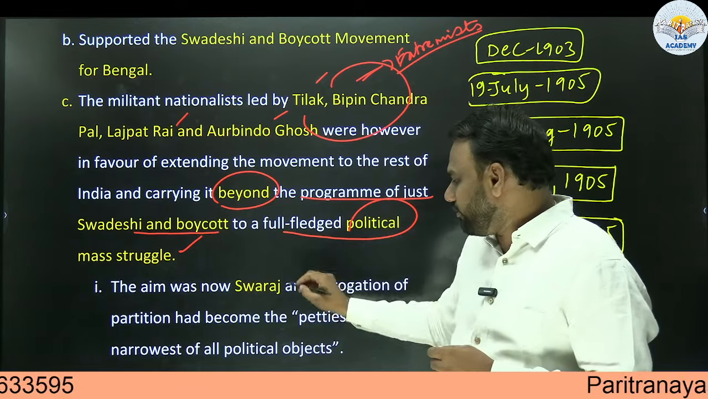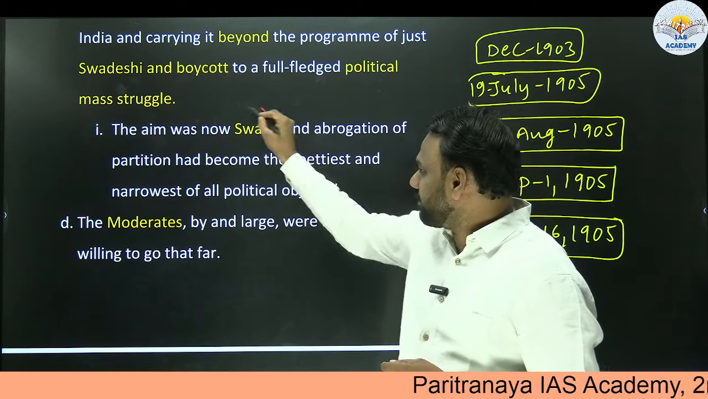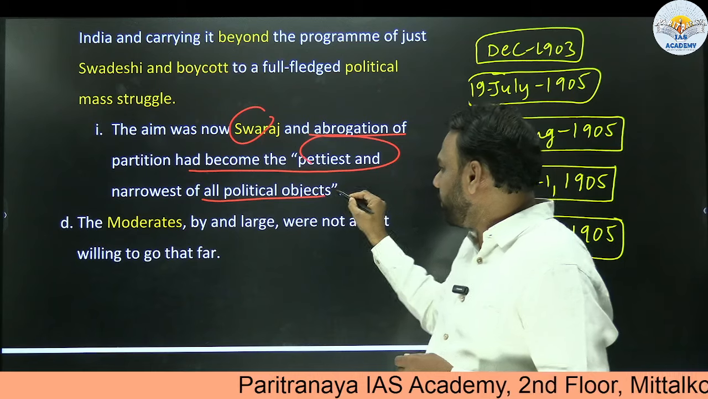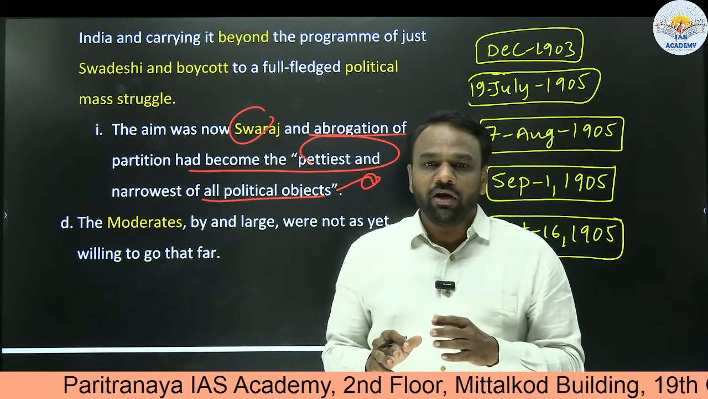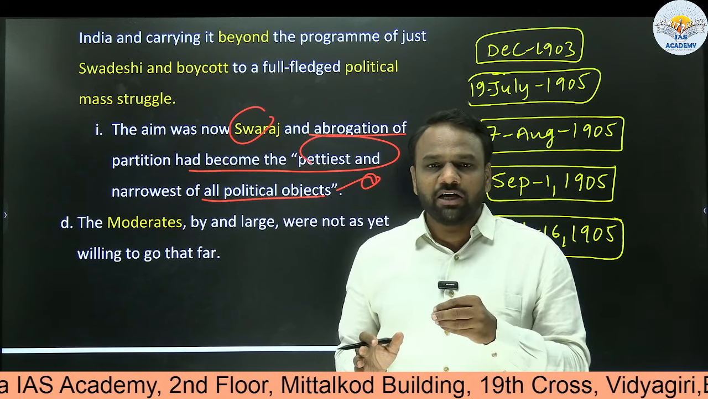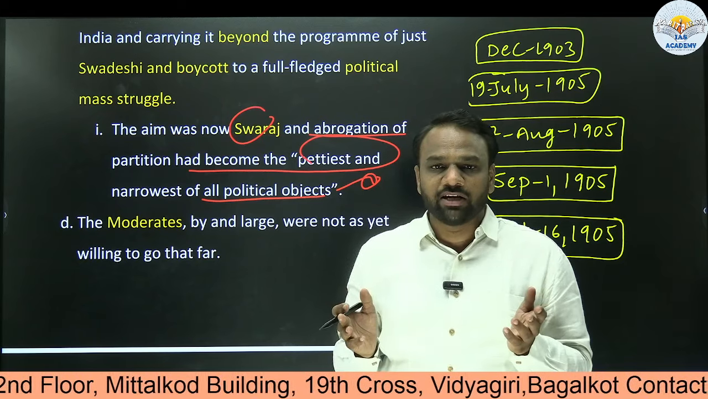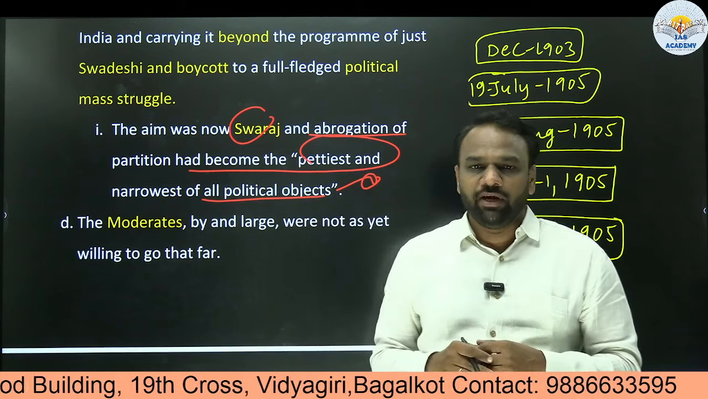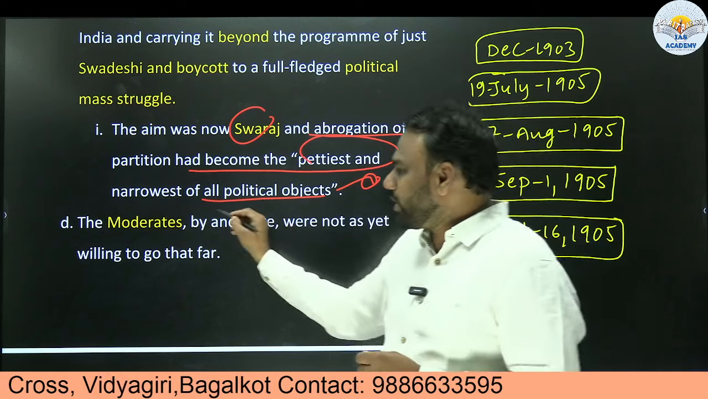So the aim was now Swaraj, self-rule, and abrogation of partition had become the pettiest and narrowest of all political objects. Until now, the struggle was mainly intended to reverse the partition which had already taken place. But now the partitioning of Bengal had become a very petty thing, and the major goal that had arisen is to make it a mass movement and secure freedom for India.